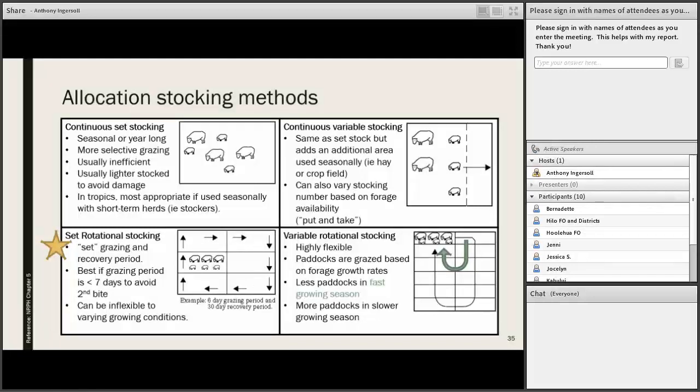Keep in mind, none of these systems are set in stone, and most of the time what we see out there are hybrids of different methods.